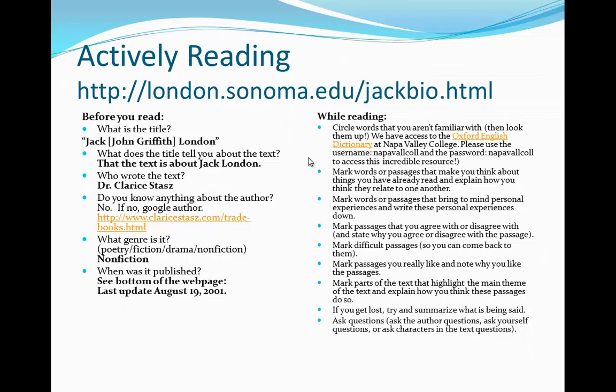Maybe you can automatically say that the text is about Jack London, but maybe you can also ask, why is John Griffith included as part of that title? What does that have to do with it, and why is it in brackets? That would be a question that I would have. Then I want you to think about who wrote the text. In this case, it's Dr. Clarice Stas. So we know by her title that she's a doctor, but we don't really know much about the author.